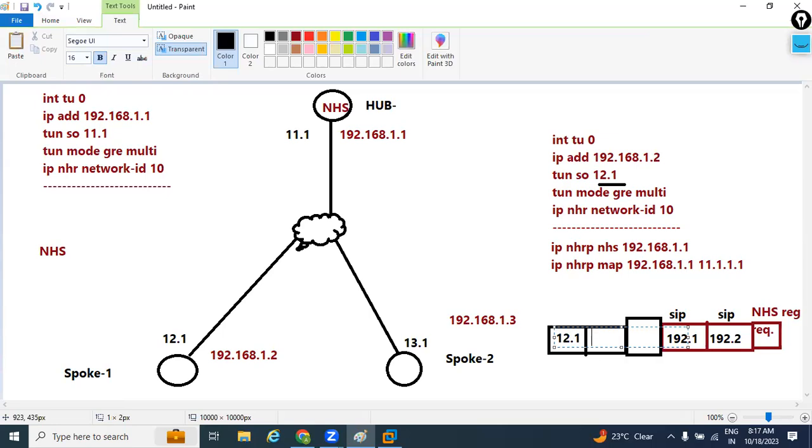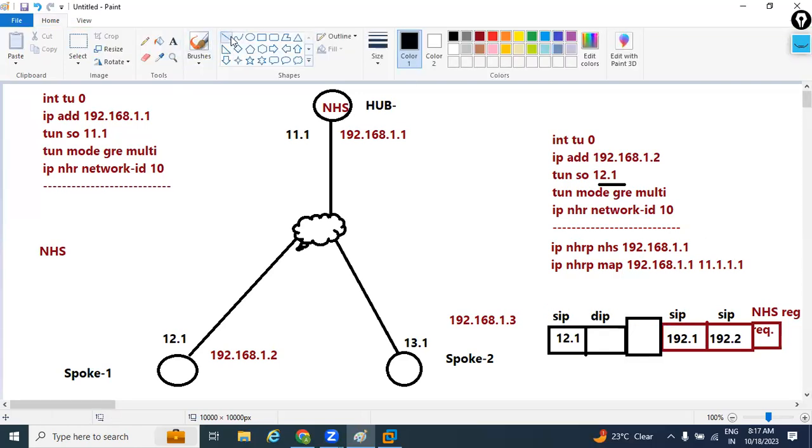12.1 here. And who's the destination? This is the source IP. And what would be my destination IP? For that, it has to refer to what? Mapping. It has to refer towards what? Mapping. Who's that 192.168? How to reach? Via 11.1, and this request would be sent.